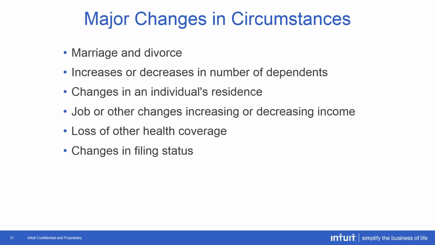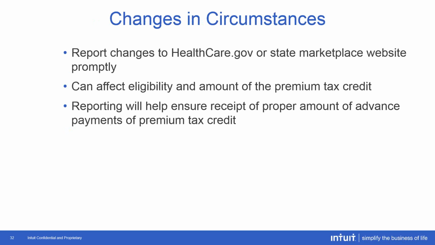Major changes in circumstances: marriage and divorce, increases or decreases in the number of dependents, changes in an individual's residence, job or other changes increasing or decreasing income, loss of other health coverage, and changes in filing status. You need to report these changes to healthcare.gov or the state marketplace website promptly. So hopefully the taxpayer did this throughout the year. It can affect the eligibility and the amount of the premium tax credit. Reporting these changes will help ensure the receipt of the proper amount of advance payments of the premium tax credit, so you won't be surprised when filing the tax return.